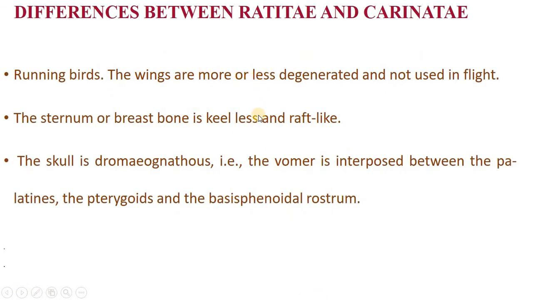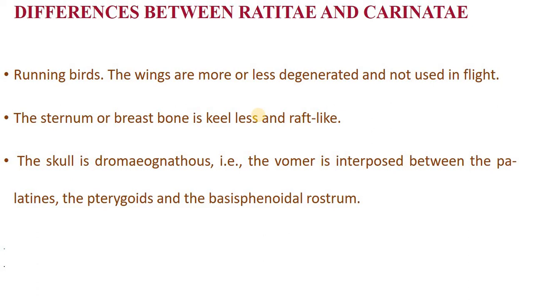So here the differences between Ratitae and Carinatae topically. Now in the case of the Carinatae, the wings are well developed and so many types of feathers are there, like for example down feathers, contour feathers, filoplumes and different types of the feathers are there. But here in the case of the Ratitae, the wings are more or less degenerated and not used for flight. And now the wings are not used for flying and therefore these are referred to as the flightless birds.